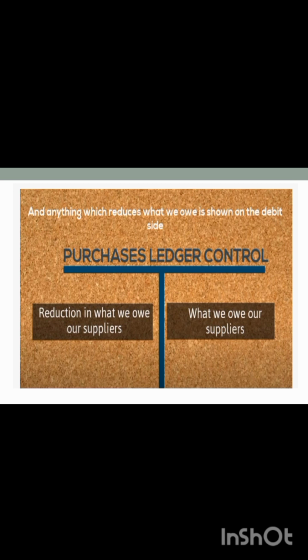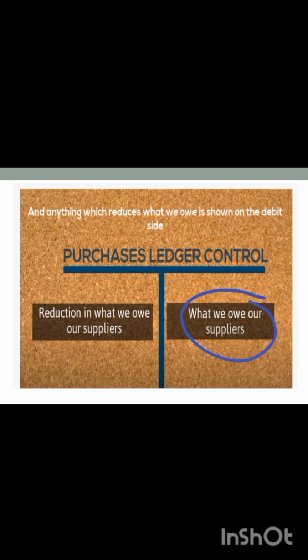Any items that reduce what we owe to our suppliers should be debited, and all the items that point at the fact that we are still owing our suppliers should be credited.